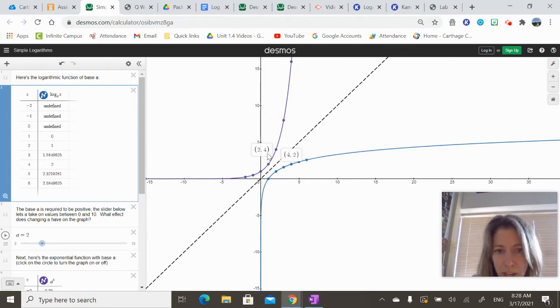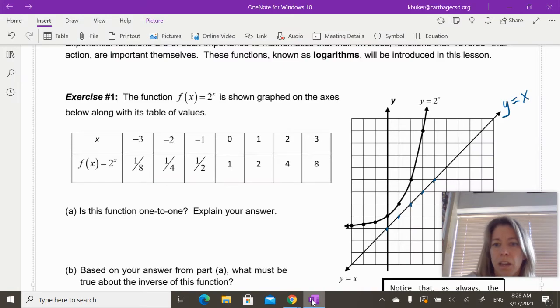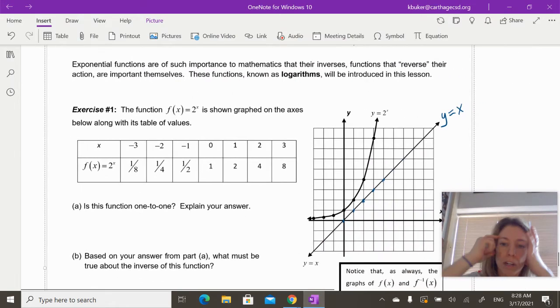You switch the x and y values, you plot the points, and if you're doing it correctly, it should be a reflection in the line y equals x. Inverses of any function are defined that way: reflection in the line y equals x, and we switch x and y. So that's just an introduction to inverses. Basically that's what we're going to do.